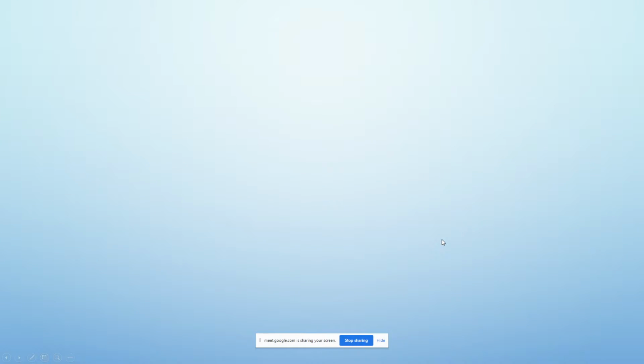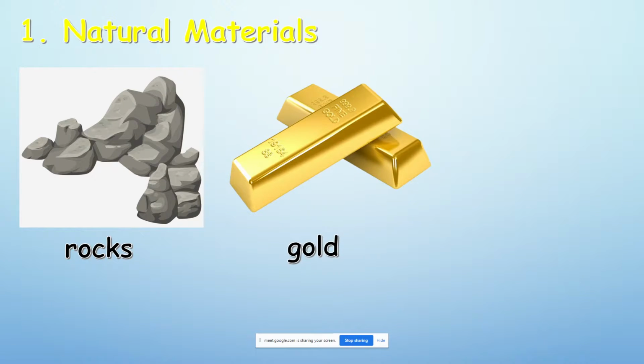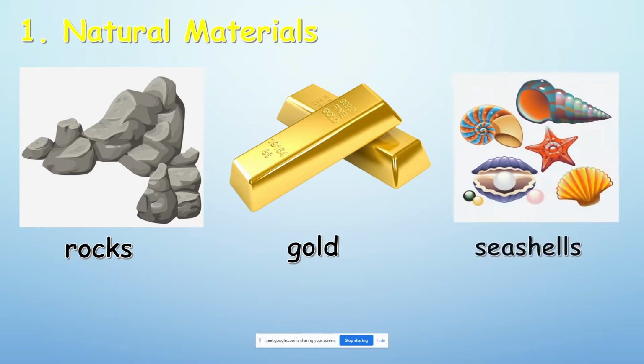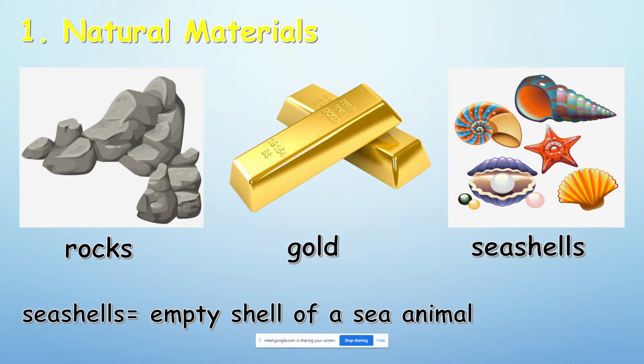Okay, now what are the different examples of natural materials? What do you call this? Rocks. Next is gold and seashells. When you say seashells, these are the empty shells of a sea animal. Right? Where do you usually see seashells? Beach. By the sea, the seashore, right? Because seashells are from sea animals.